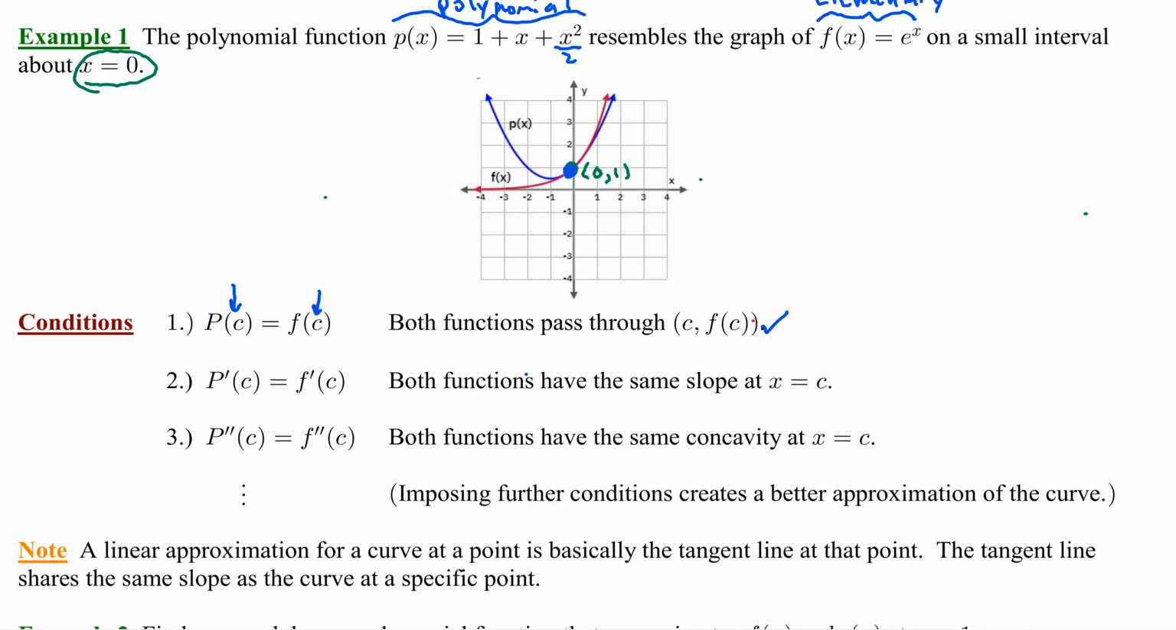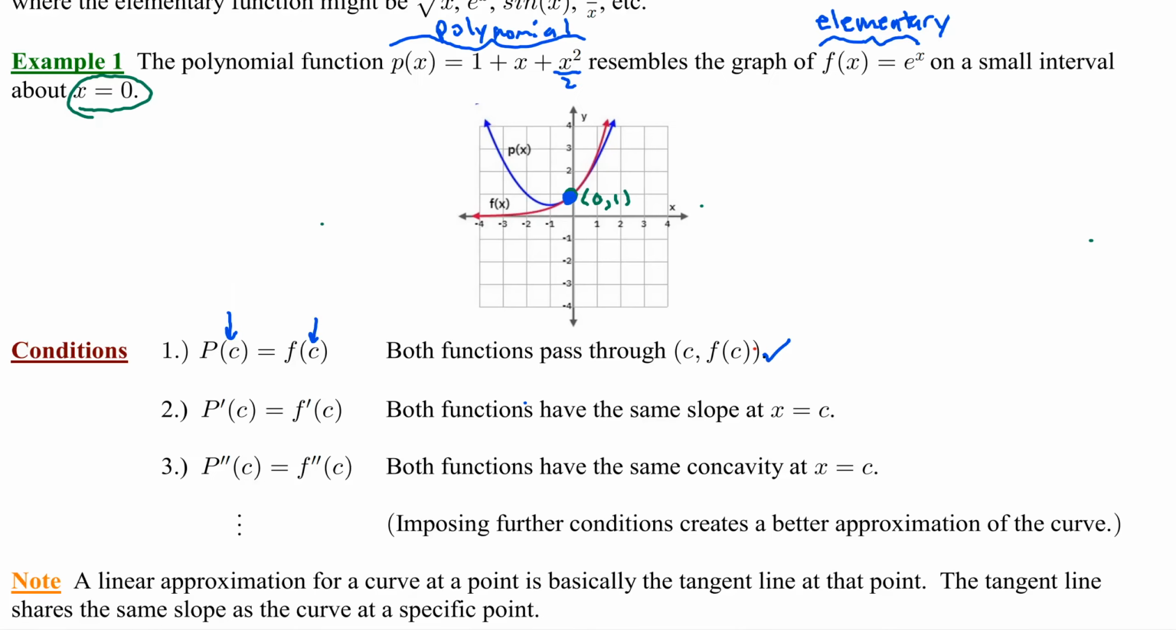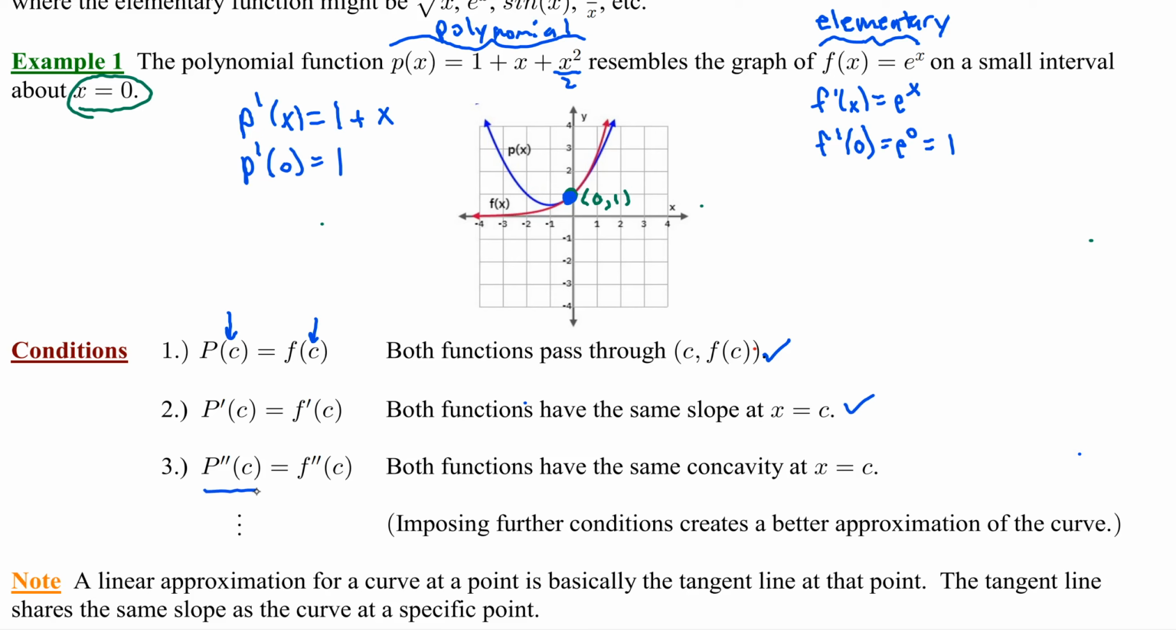So if we go back up to our example, if we take a quick derivative, f prime of x, of course, is e to the x, and the derivative of e to the x at 0 is 1. For our polynomial function, the first derivative is 1 plus 1/2 times 2x, or x, and the slope at 0 is the same. So our elementary function and our polynomial function had the same slope. Number 3 condition, the second derivative of the polynomial should match the second derivative of the elementary function.